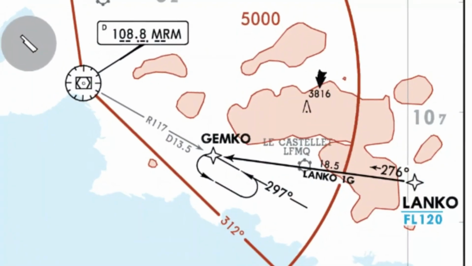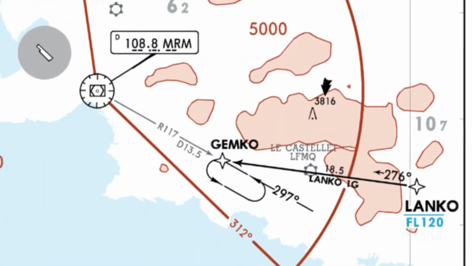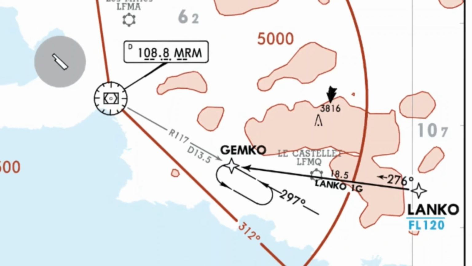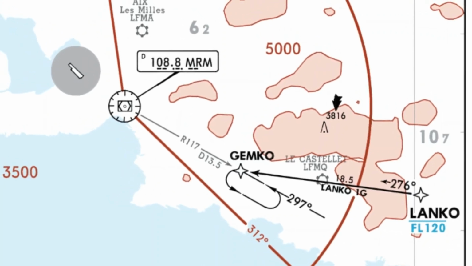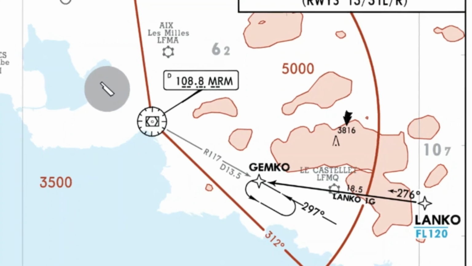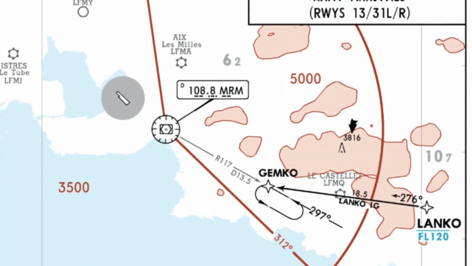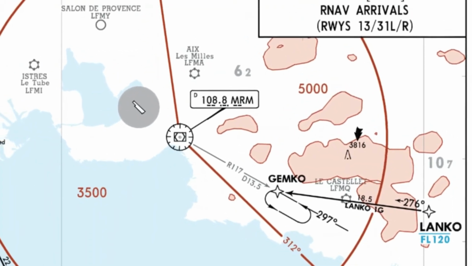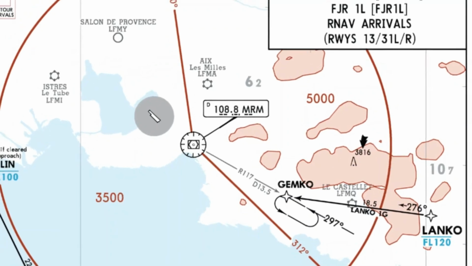You can also see that while the arrival, for example the LANCO 1 Golf arrival, is an RNAV standard arrival, the holding has been defined as a conventional holding where I find radial and distance. So for example, if I lose RNAV capability, I must still maintain the holding once I'm established inbound GEMCO if I lose the area navigation system.